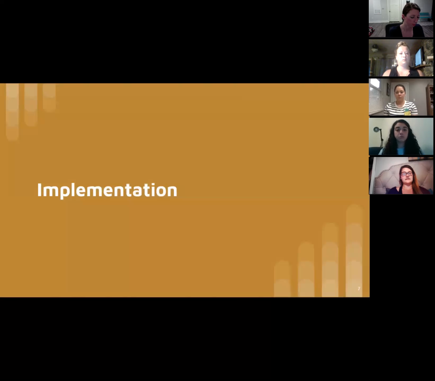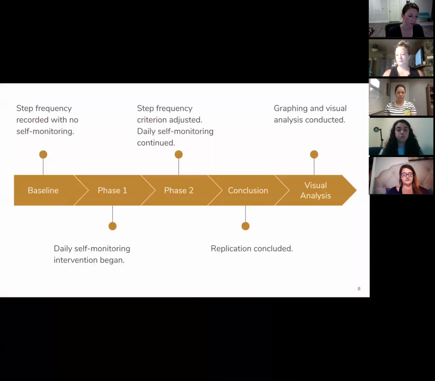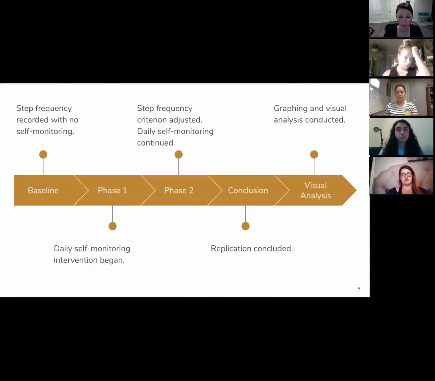Now I'm going to discuss the implementation process. For our slide, we created a timeline that kind of lined out the outline of the intervention. The implementation process was fairly simple once we were all on the same page with everything. There were 5 days of treatment and we could have 2 off days. First, I'm going to talk about the baseline.